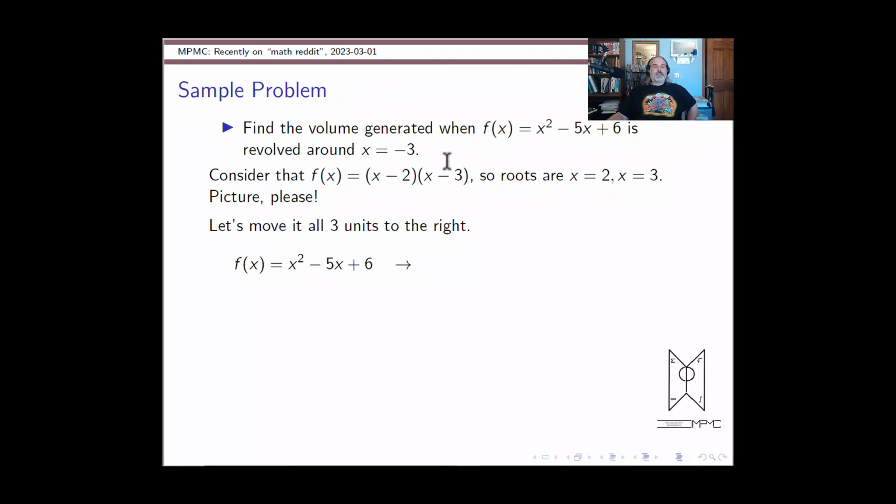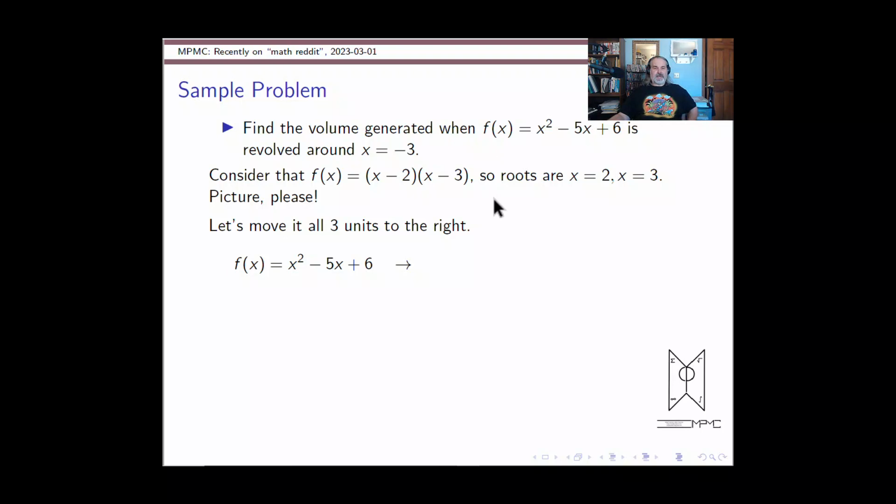Okay, so our job is to either consider this problem from the ground up and think about how the integral is constructed from partitions and accumulating a whole bunch of 2 pi RH's, but expressing that in the language of the variable x and the function, or we cheat and we recognize that if we just take the entire setup here, pick it up, and move it to the right by 3 units and set it back down, now we have a problem that'll generate exactly the same volume, except we're revolving around the y-axis.